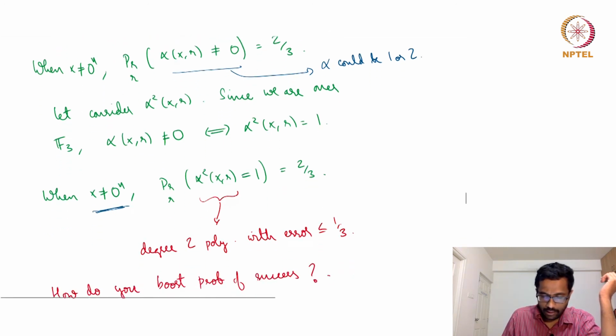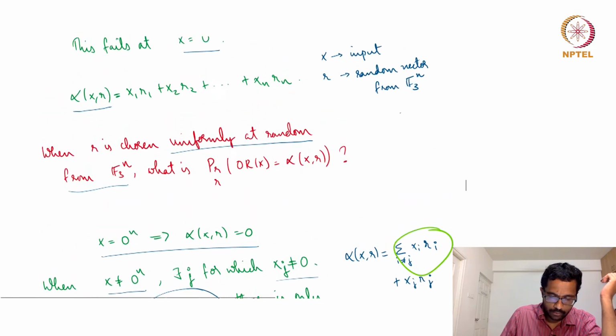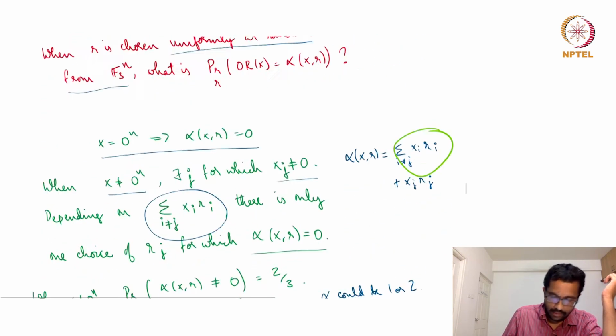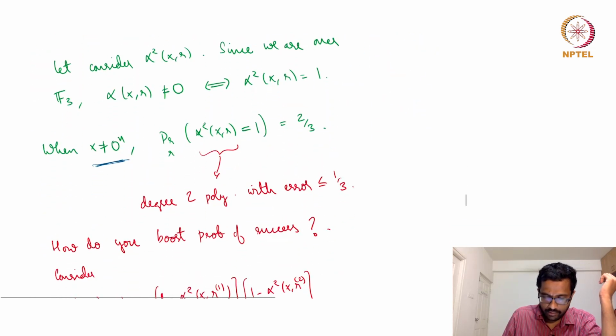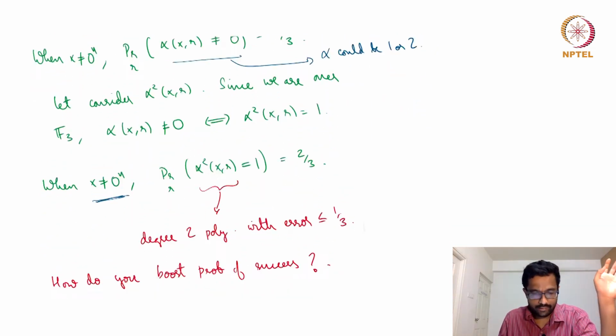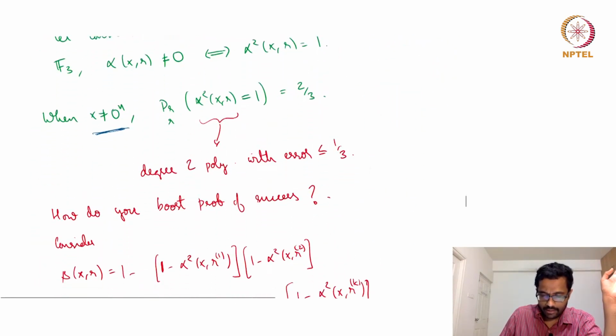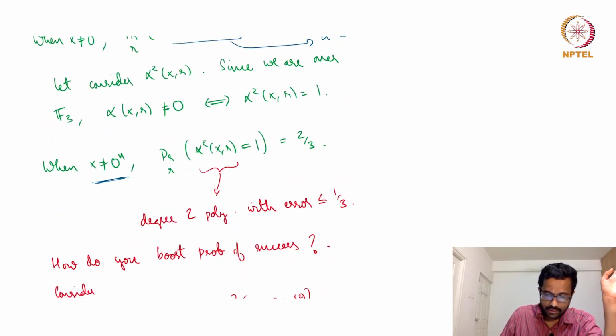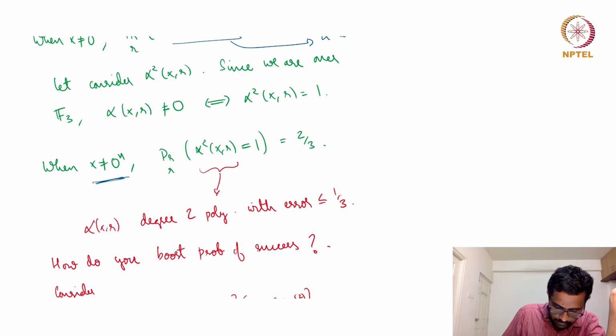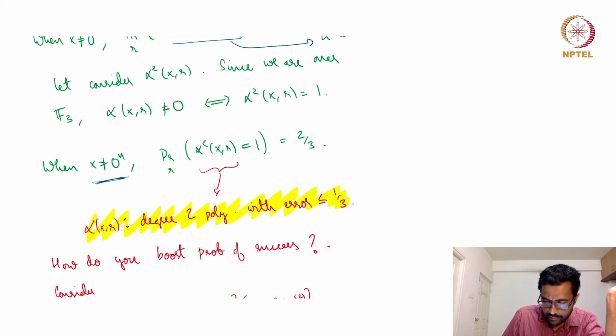Right? So alpha was a degree 1 polynomial. Alpha squared is a degree 2 polynomial, and when x is 0 there is no error, right? When x is 0 we already saw that it always outputs 0. When x is non-zero there is an error with probability 1 by 3, it may give 0 value. So overall, alpha squared is a degree 2 polynomial, right, with error at most 1/3.